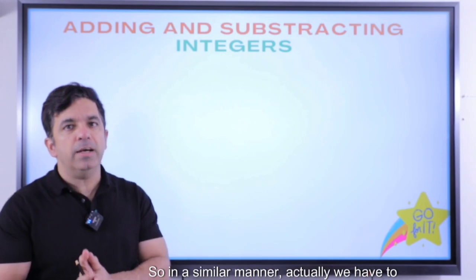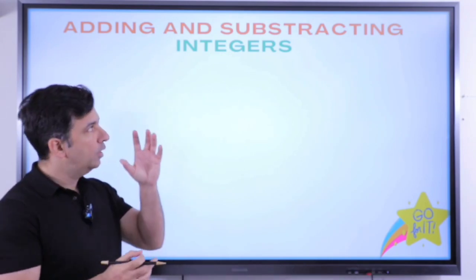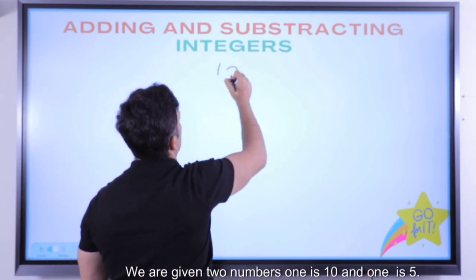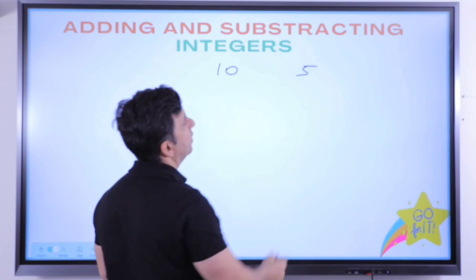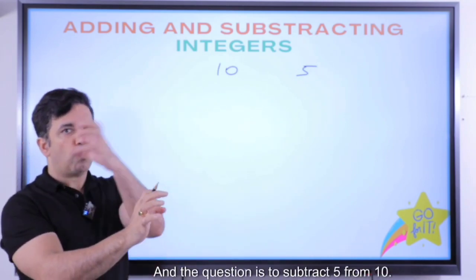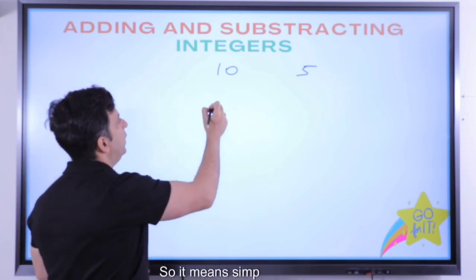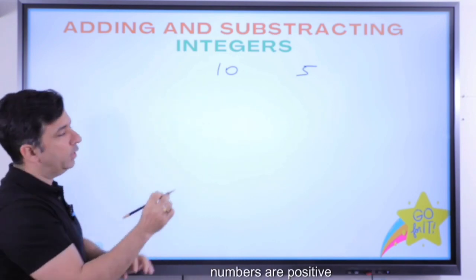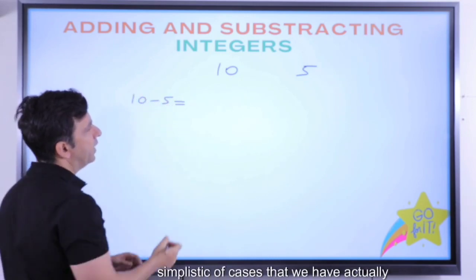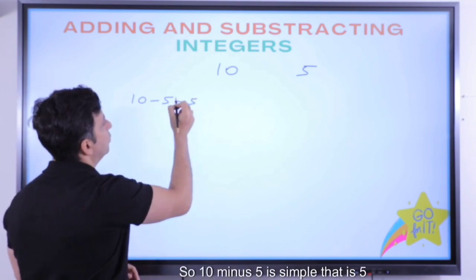In a similar manner, we have to understand the logic behind subtraction as well. Let's say in the case of subtraction, we are given two numbers, one is 10 and one is 5. And the question is to subtract 5 from 10. So from 10, 5 is to be taken out. It means simply what? When both the numbers are positive, that is the simplest of cases that we have already handled. So 10 minus 5 is simple, that is 5.